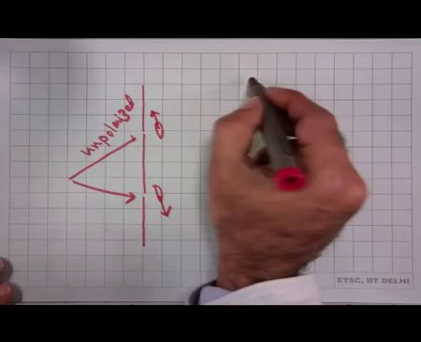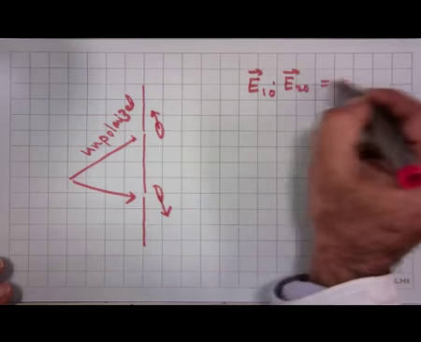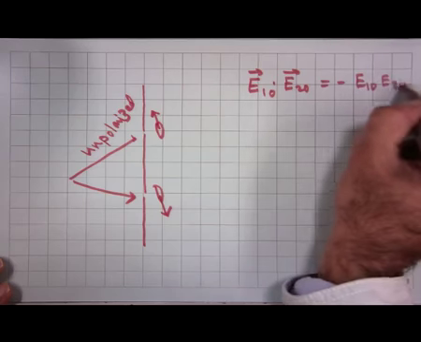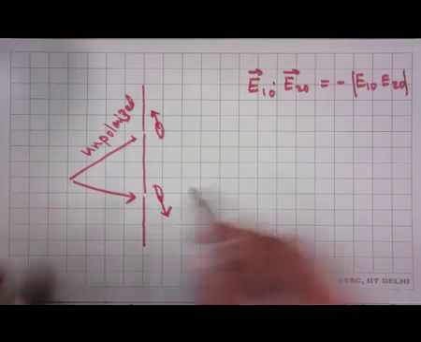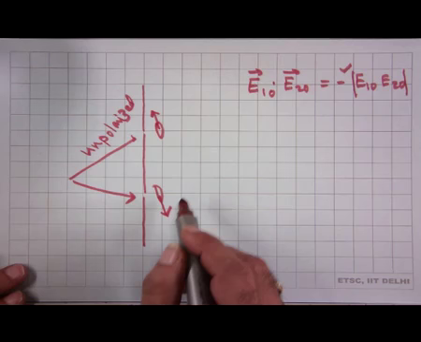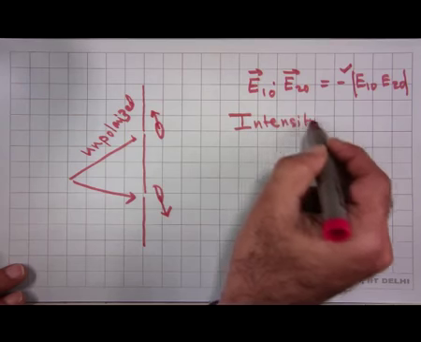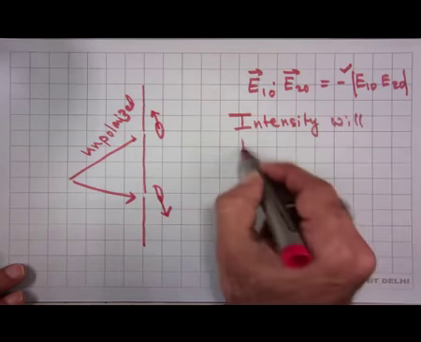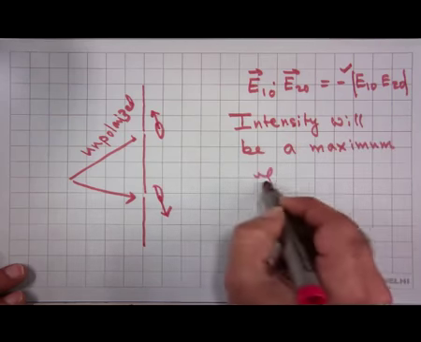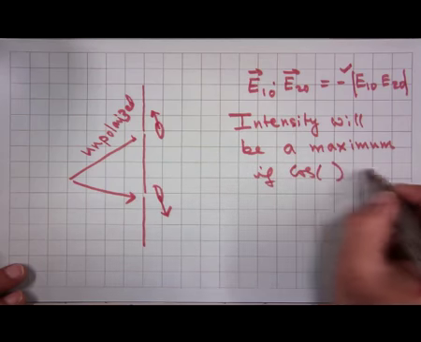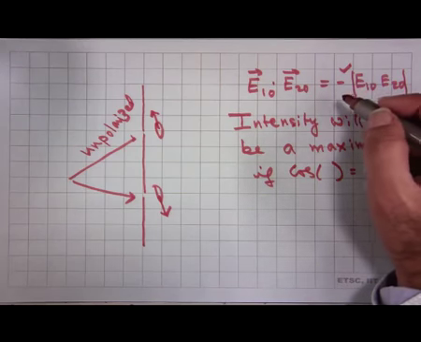So what will happen to the cross product term now? E10 dot E20 will become minus E10 E20 magnitude. Now that means that instead of getting a plus term, I am getting a minus term. So where will the intensity maxima appear? Intensity will be maximum if cos, that argument is minus 1, because this minus 1 will cancel this minus 1. It is just the opposite.